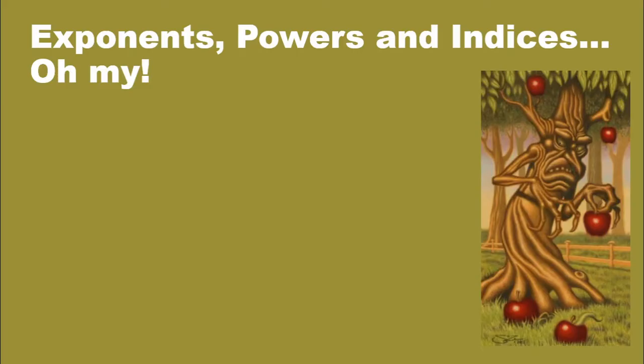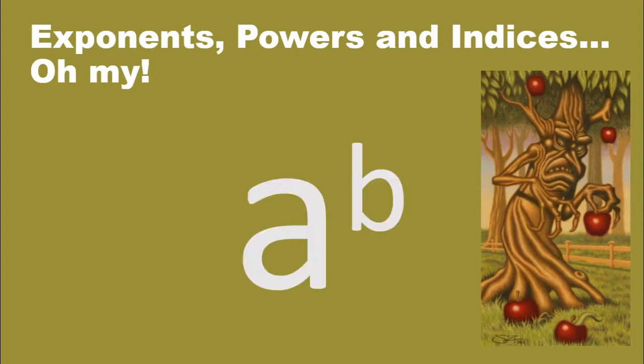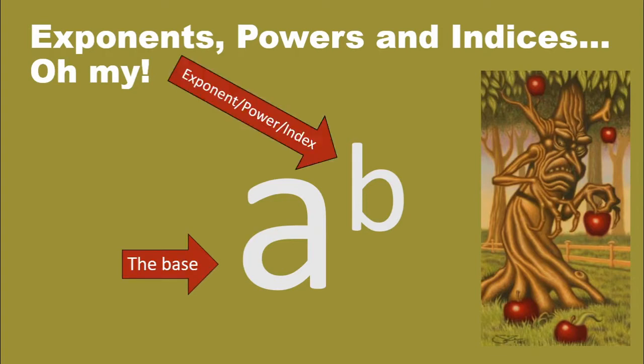Exponents, powers, and indices. Oh my, they're three different words that mean the same thing. Nothing to be afraid of. It's just that little number up there at the top. And it must be little and it must be up top. The bottom number is the base, and that top number is called either the exponent, the power, or the index.